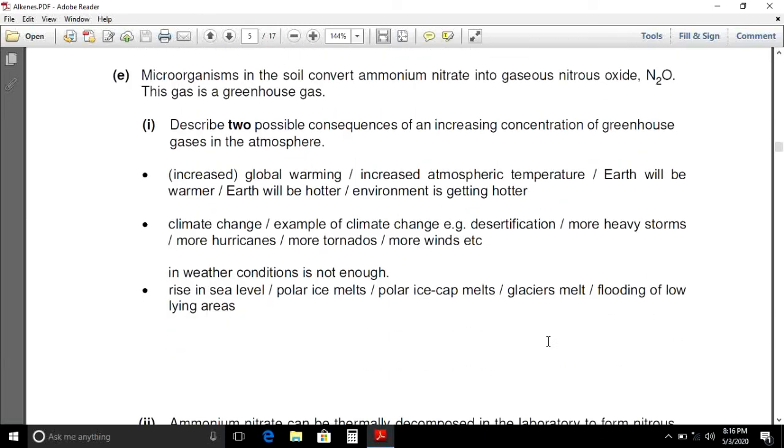Part e: microorganisms in the soil convert ammonium nitrate into gaseous nitrous oxide, N2O. This gas is a greenhouse gas. Describe two possible consequences of an increasing concentration of greenhouse gases in the atmosphere. Number 1, increased atmospheric temperature. Number 2, change in climate.